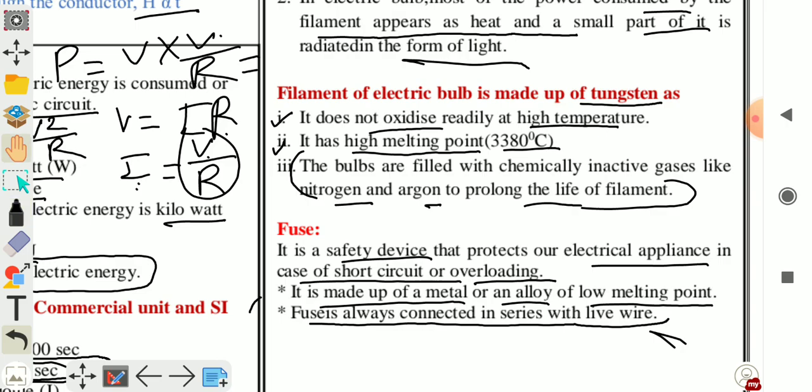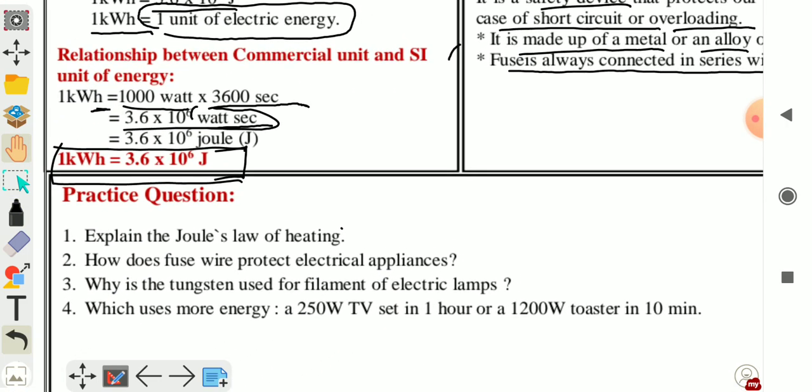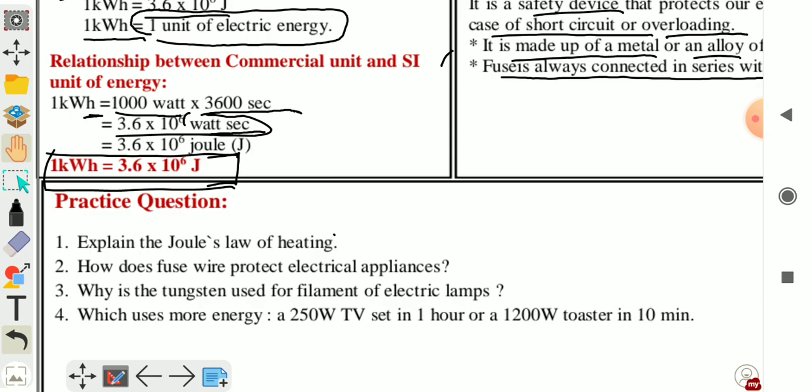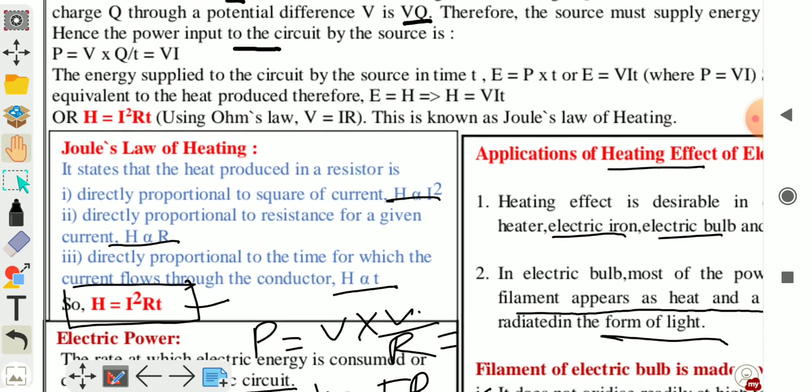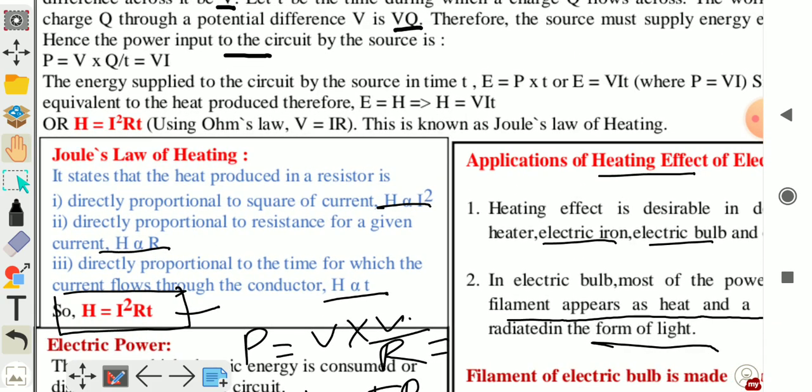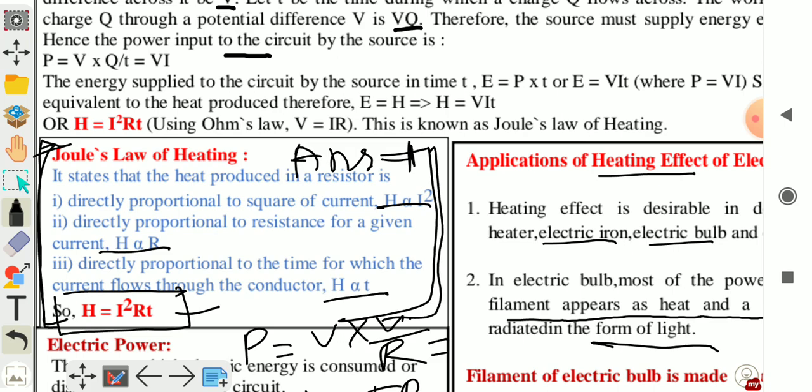Now we will discuss question answer. Your first question is, explain the Joule's law of heating. So you can write very easily Joule's law of heating. Here it is given to you in the worksheet. So this one is answer 1. You can write from here, Joule's law of heating.